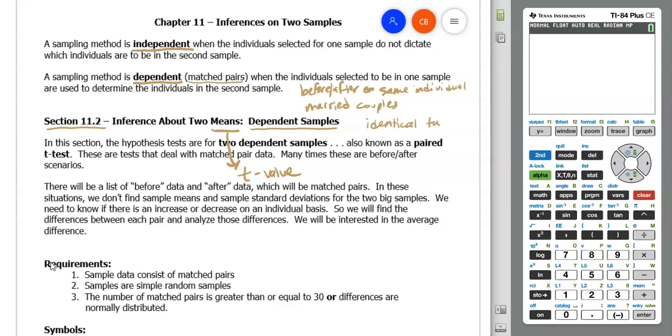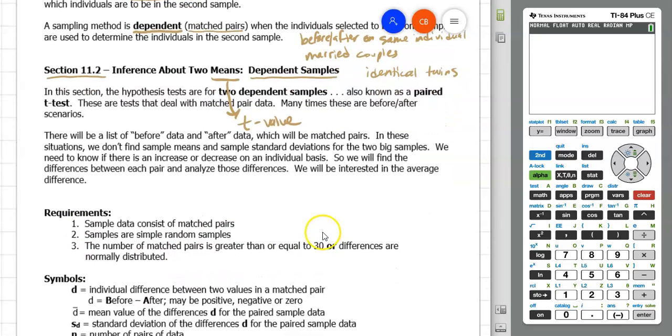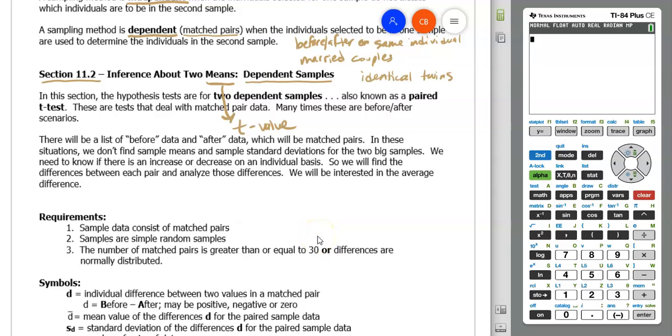We might do an experiment with twins. If twin A is in the first group, then for sure his twin is going to be in the second group. That's called dependent sampling, also referred to as matched pairs. Whenever we have matched pairs, we can take a special approach because we know a couple of things. One is that the sample sizes will be the same. The second is that we're interested not just in comparing the means, but we can take the data and find all the differences.